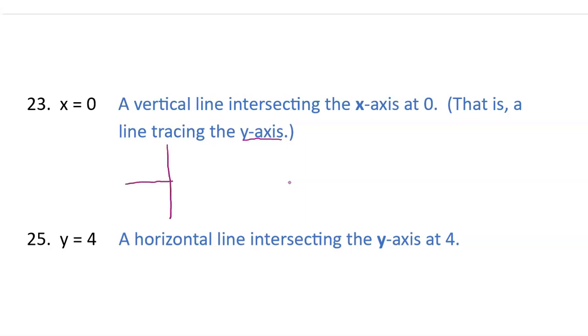So here's a y-axis and x-axis. 0 is right there at the center of the graph. And when I say it's a vertical line tracing the y-axis, I mean that you would take your pencil and actually draw right on top of the y-axis.